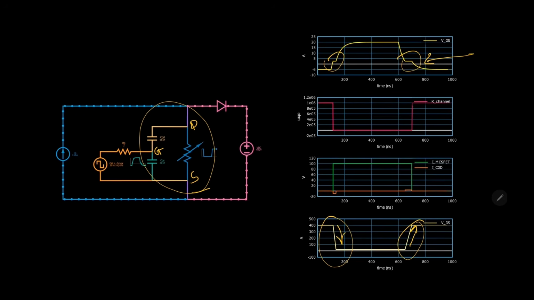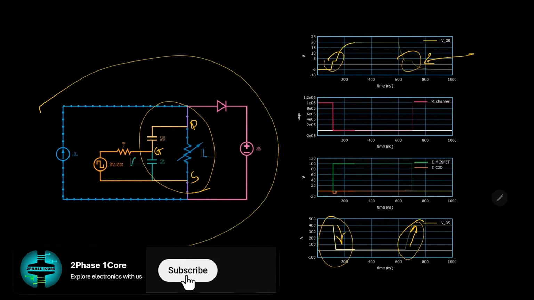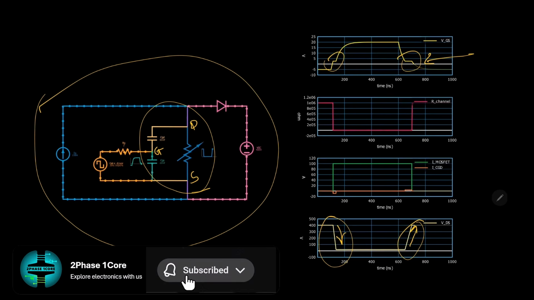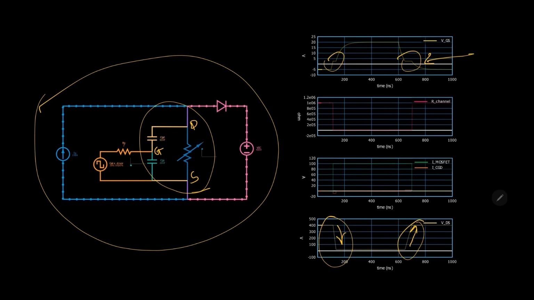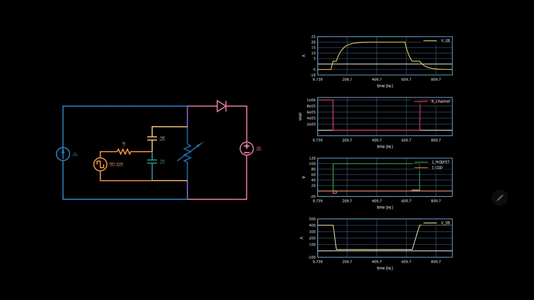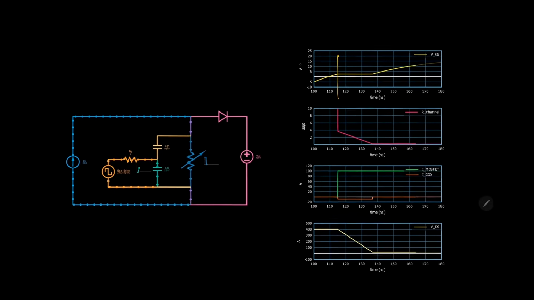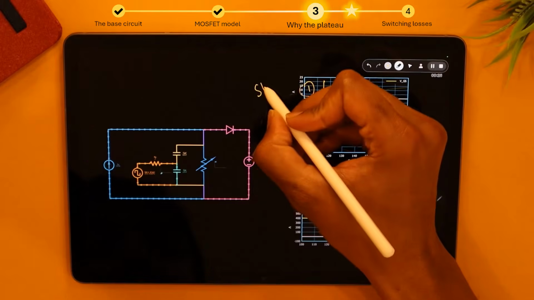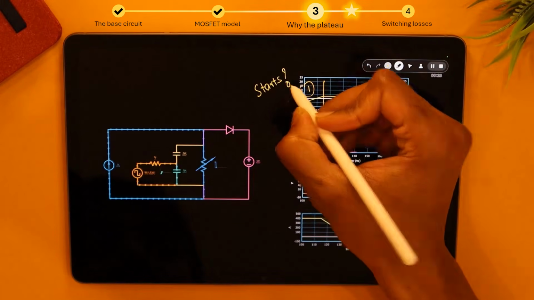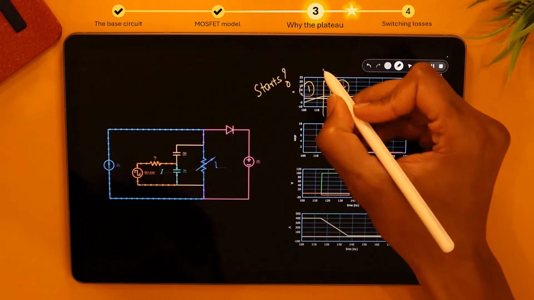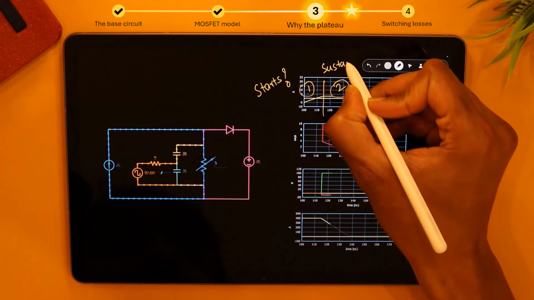All right, so now that we have the plateau with this simple circuit which has simple resistances and capacitances, we can now finally understand why and what causes this plateau, right? So let's dive in. Let's focus on the turn on. There are three things about the plateau that we are going to understand. The first thing is how it starts. The second one is how it sustains, how it remains flat.